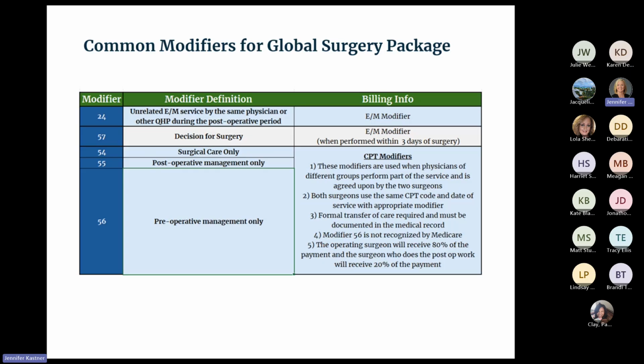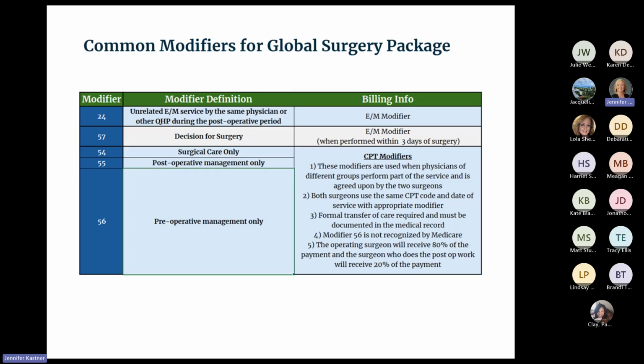In these cases, both surgeons will use the same CPT code and the date of service with the appropriate modifier. And in the case where there's 100% allowable, the 100% allowed reimbursement will be split between the providers based on the portion they provided. So, like, the surgeon will get 80%. It just depends on what service was provided.